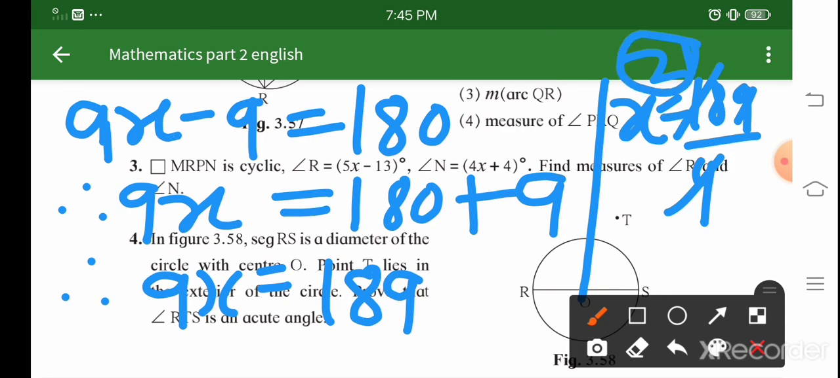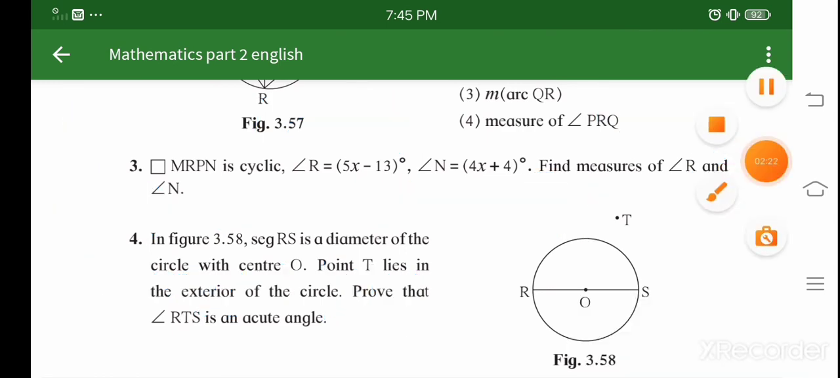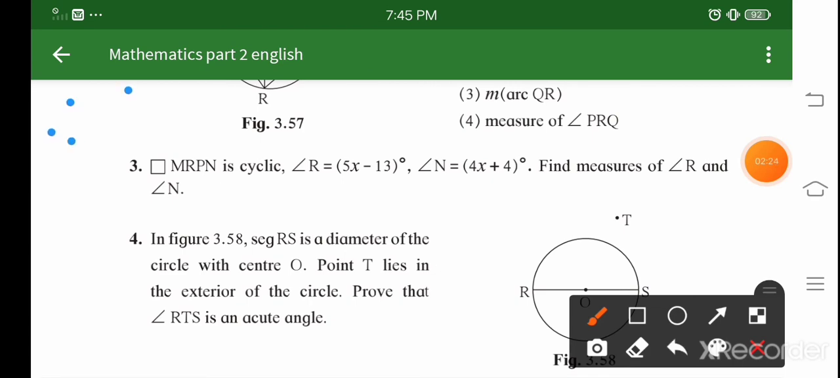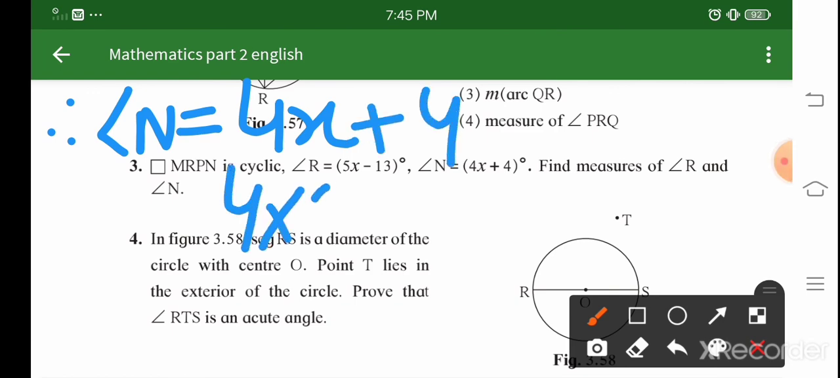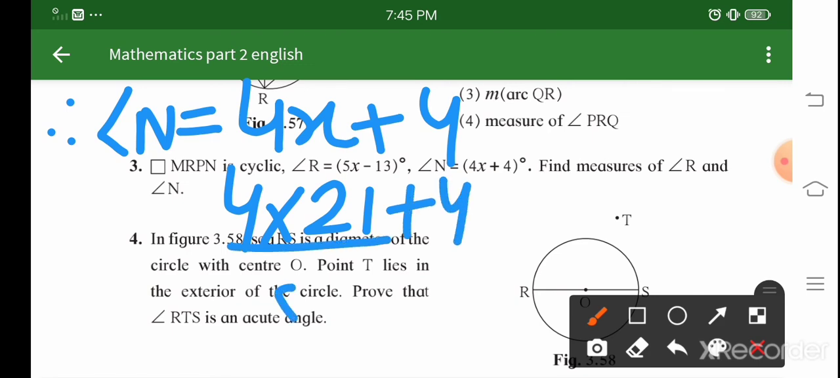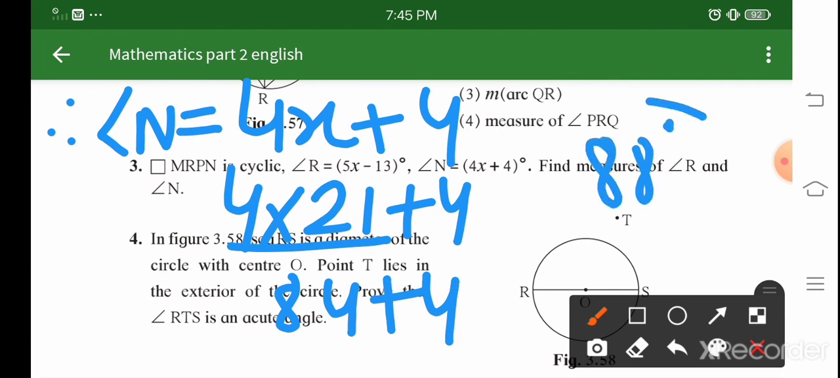So now substitute this value in that variable form. So now we have angle N is equal to 4x plus 4. Now substitute this value. Instead of this x we will have to write over there 21, so 4 into 21 plus 4. When you multiply this you will get 84 plus 4. So it will be 88. So we have the value of angle N as 88 degrees. I think this is clear.